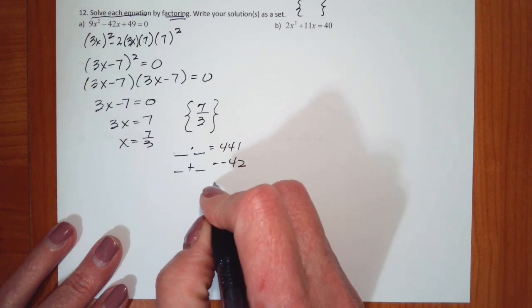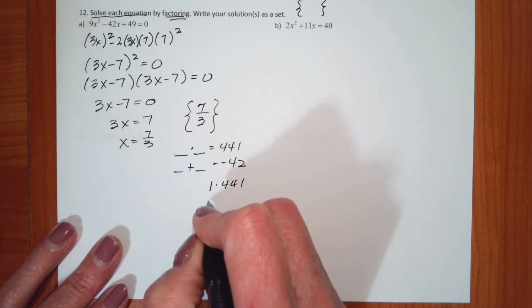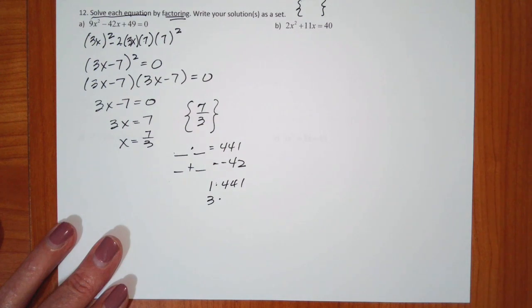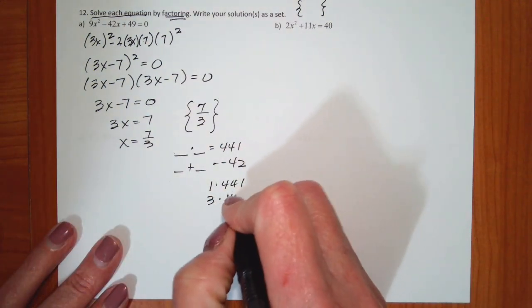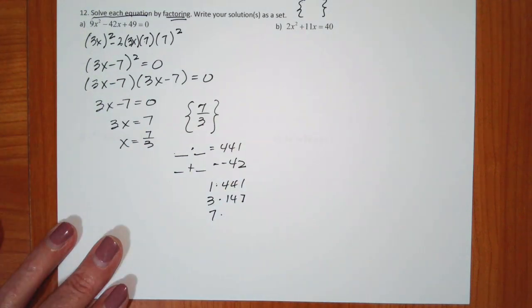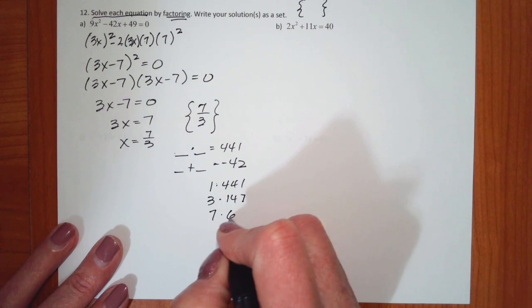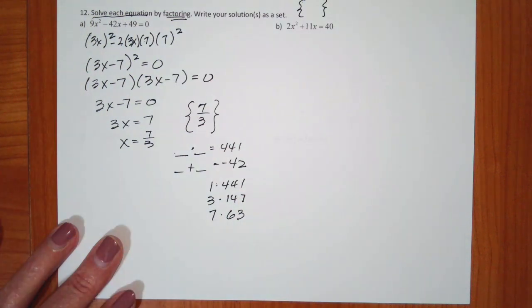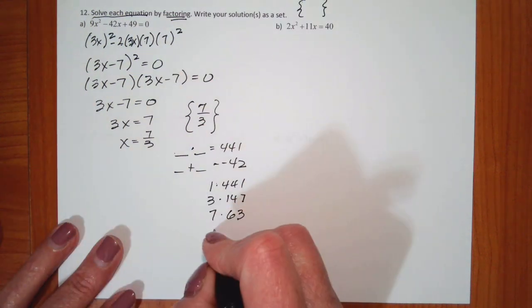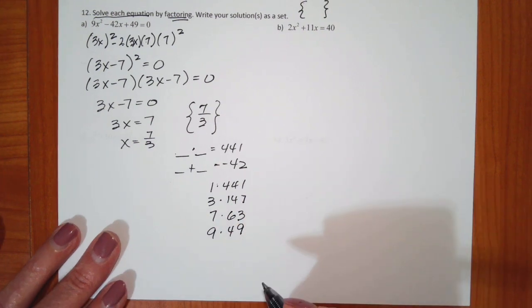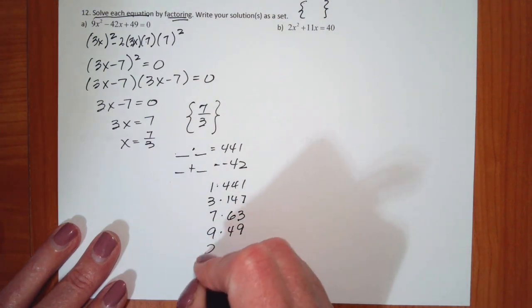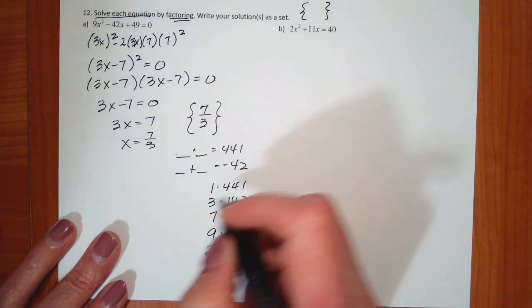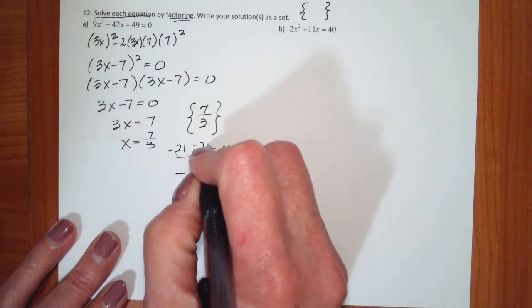Well, let's see. There's 1 times 441. It's 3 times 147. It's 7 times 63. And it is 9 times 49, and the next one I think is 21. So it's 21 times 21. And they both have to be negative, so I can see that it's negative 21 and negative 21.